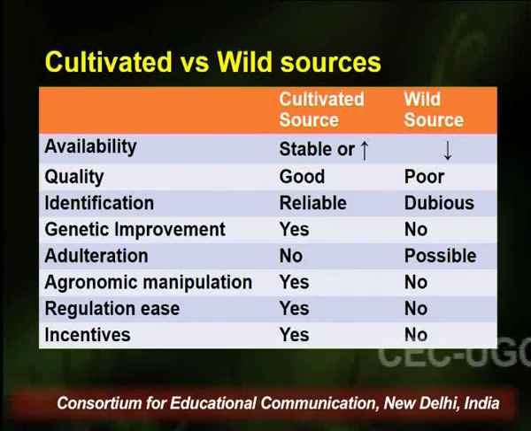Then regulation. If a plant is being obtained from a cultivation source, then it is quite easily regulated. The samples can be easily approved by the regulatory agencies, whereas if they are collected from the wild source, then we may face certain difficulty in getting the approval of those raw materials. Then incentives. As I told you, the government from time to time gives suitable incentives to the farmers who are cultivating medicinal plants, whereas for wild sources no such incentives are given. So this is a broad overall comparison of the medicinal plants obtained from cultivated sources or from wild sources.